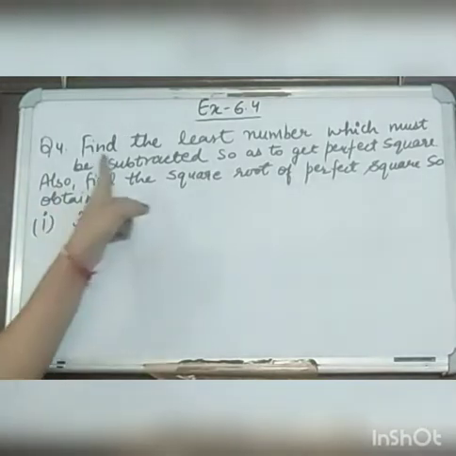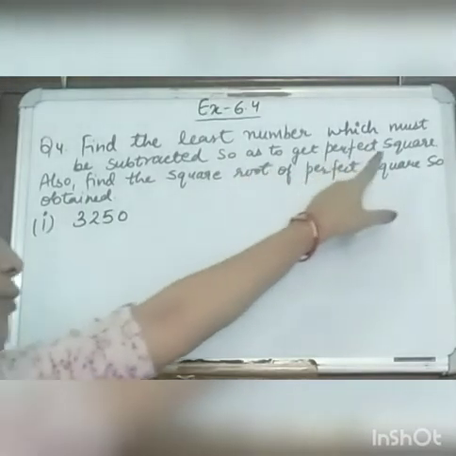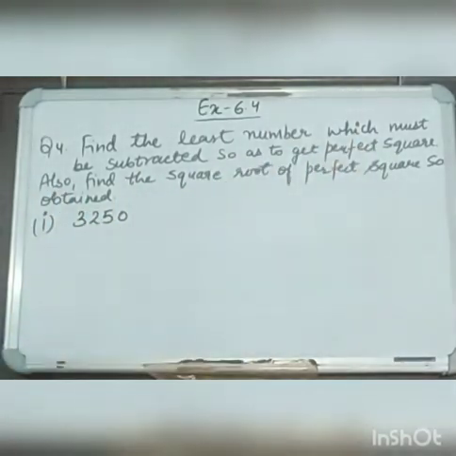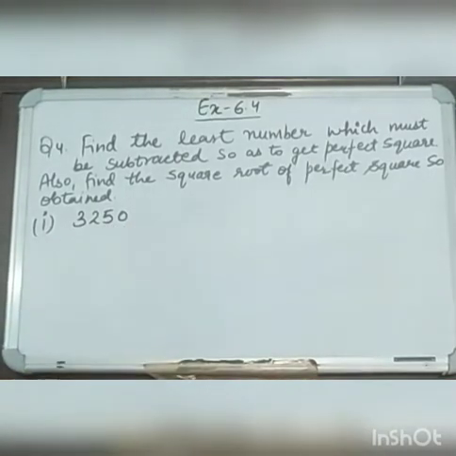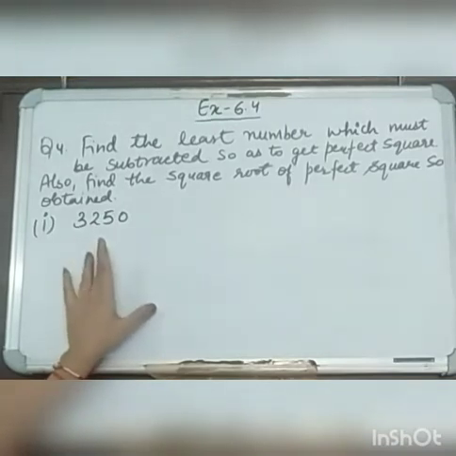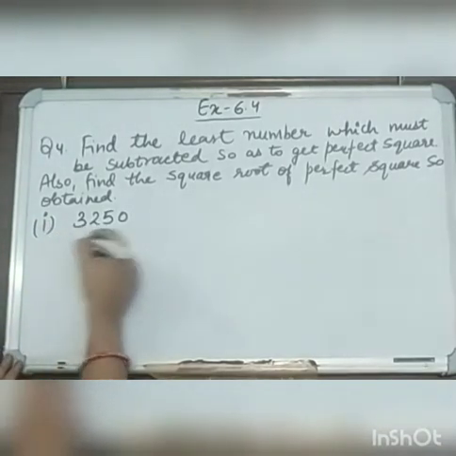Next question is, find the least number which must be subtracted so as to get a perfect square. Also find the square root of the perfect square so obtained. Okay, so what the question is saying is, what can be subtracted from this number to make it a perfect square. This is not a perfect square. Now we have to subtract a number which makes it a perfect square. So first of all we will find the square root by the long division method.